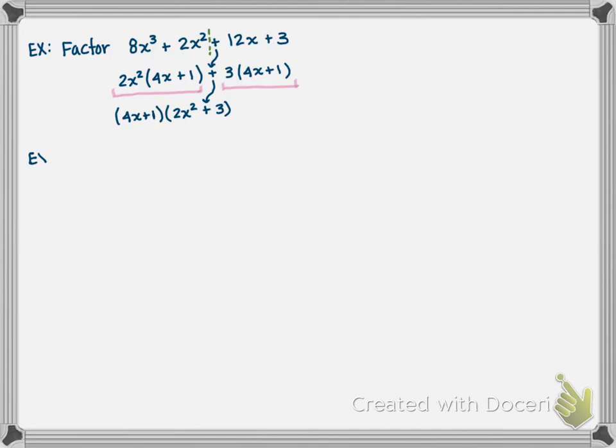So let's do some more examples. Does that make sense, that process? So we're really just pulling a GCF out twice. We're pulling the GCF out of the two individual groups and then pulling the GCF out of the whole thing. So let's factor.